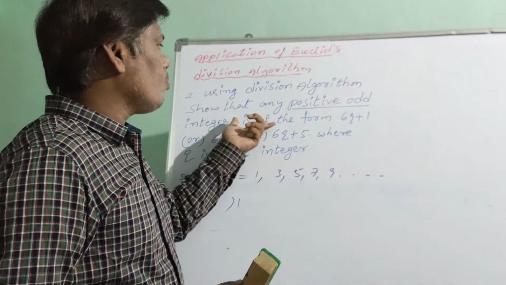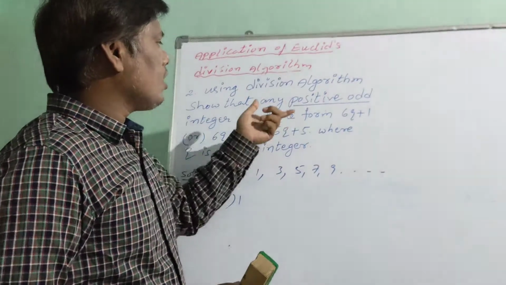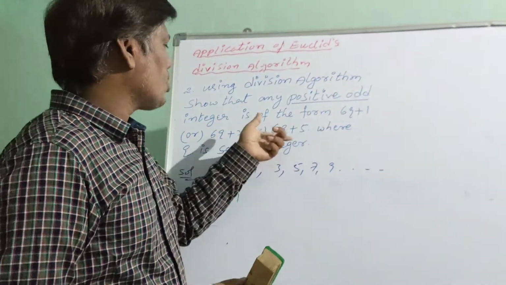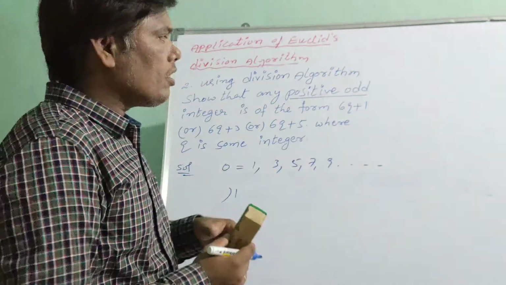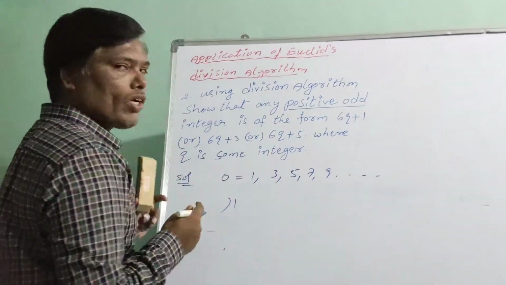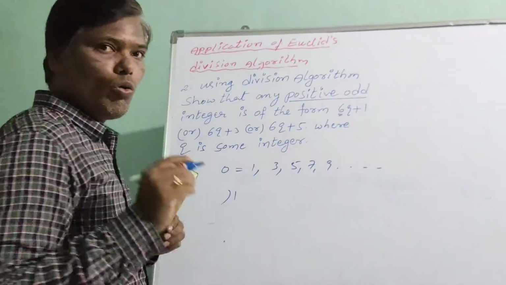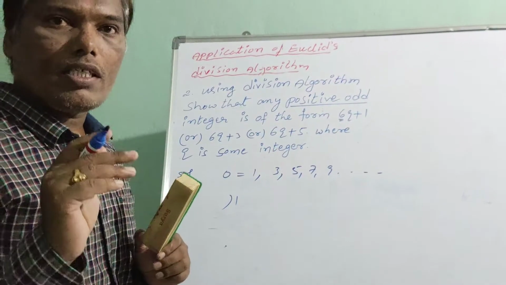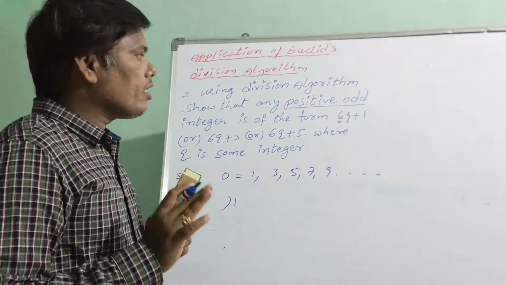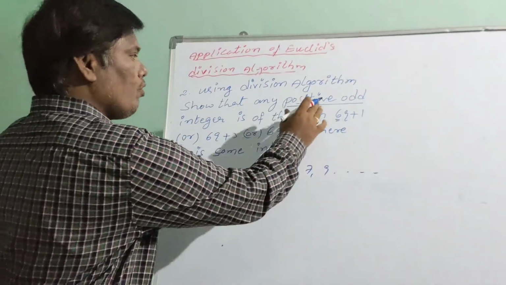So they said, show that the positive odd integer is of the form 6q plus 1 or 6q plus 3 or 6q plus 5. That means you will get these forms 6q plus 1, 6q plus 3, 6q plus 5 only when you choose the divisor 6. So here the divisor must be chosen as 6. Then only you will get these forms.